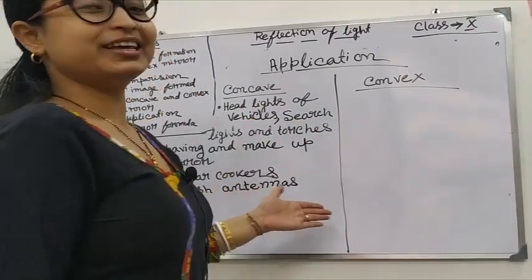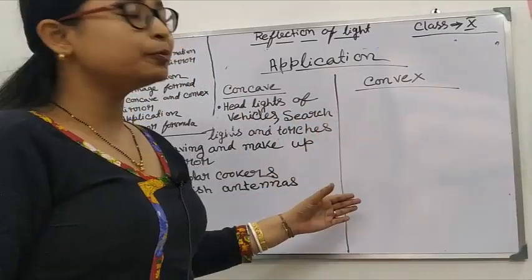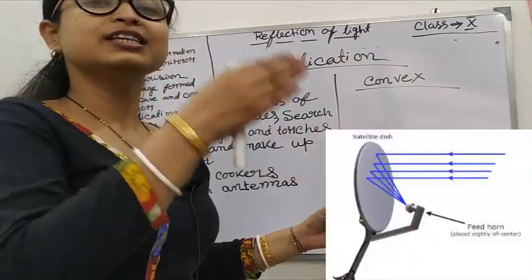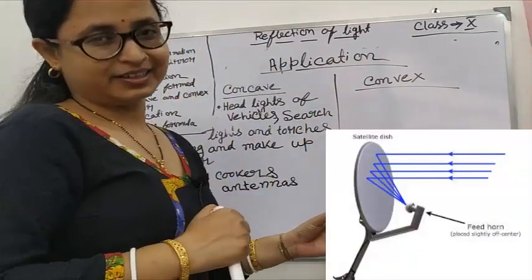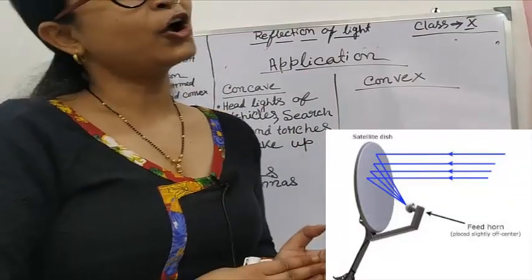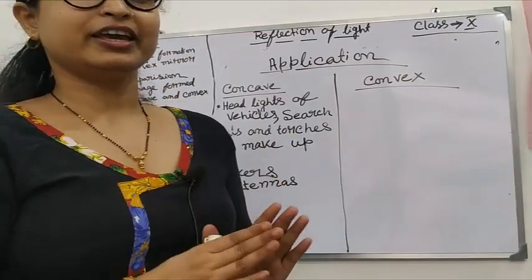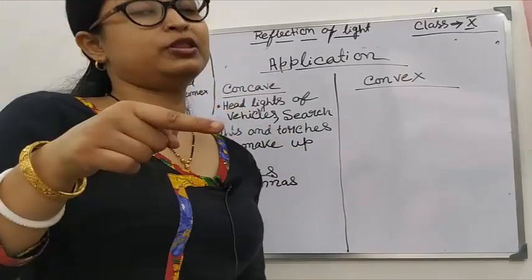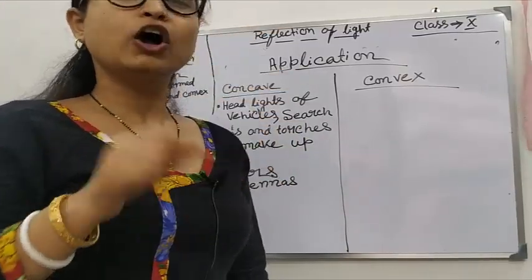Again, the same application is there. It will help to focus all the signals from the satellite. That's why the TV dish is also made in a concave mirror shape. Okay, it is not a mirror, but the shape of the dish is like a concave mirror.